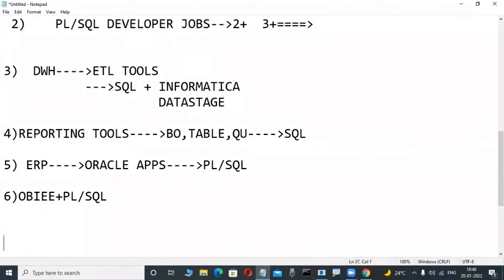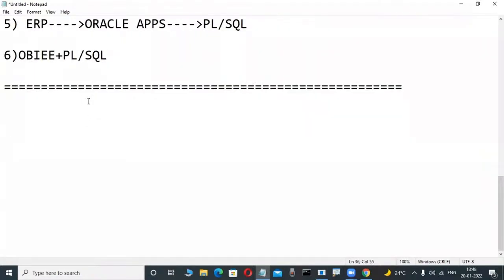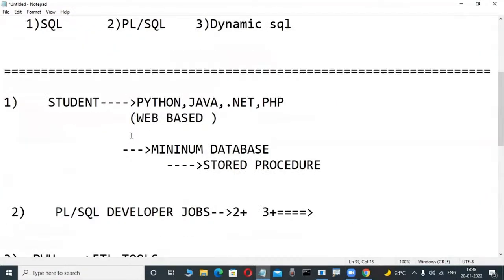Again, different persons. Suppose you are not interested in the programming side and you want an administration side job. In that case, there are DBA courses: Oracle DBA, SQL Server DBA, MySQL DBA, database administration courses. These persons also need minimum knowledge before learning those courses. Minimum SQL knowledge is required. They also learn these types of courses.